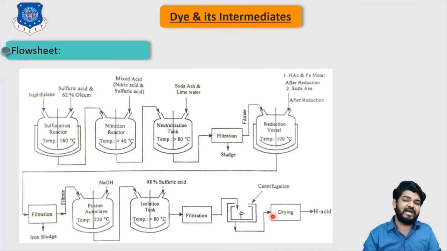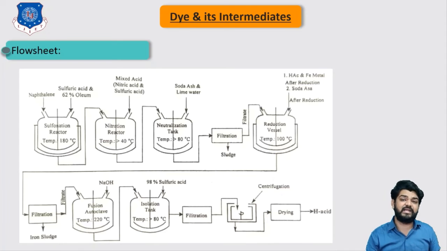And then lastly, we send it to the dryer, where we achieve the desired purity of our product and remove all the moisture contained in our final product. And at the end of this process, we get our H acid as the final product. So this was the entire flow sheet for the production of H acid.